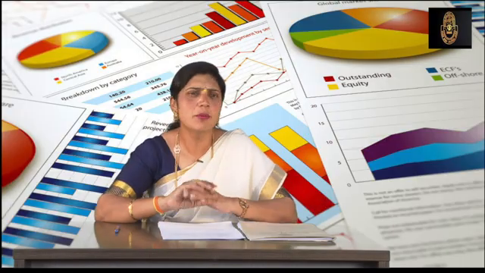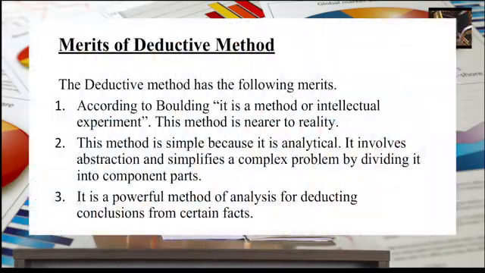So, what are the important merits? What are the advantages of this deductive method? First, according to Professor Boulding, the known economist, it is a method of intellectual experiment. This method is nearer to reality. Second, this method is very simple because it is analytical; it involves abstraction and simplifies a complex problem by dividing it into component parts.